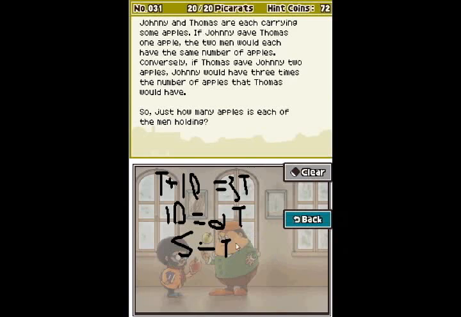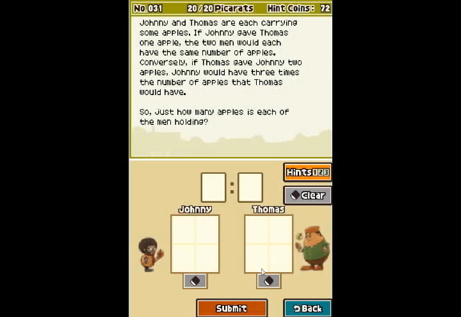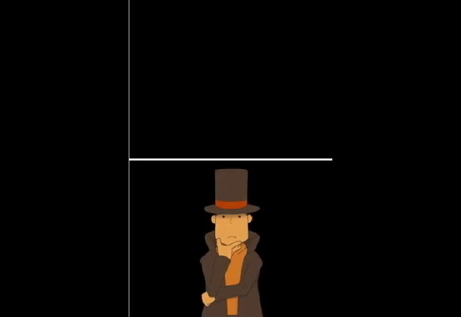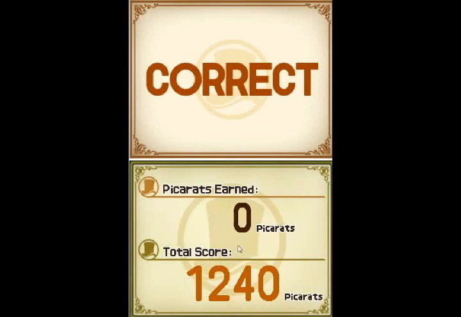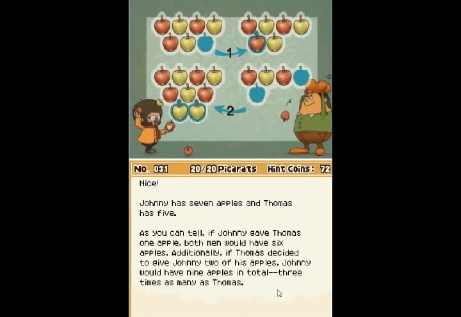So let's see. And since J equals T plus 2, Thomas has 5 and Johnny has 7. This should do the trick. It's much simpler when I have pencil and paper, because it's hard writing with this freaking stylus. Well, mouse in this case, but you know what I mean. But simple algebra.